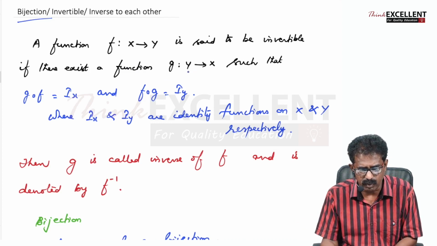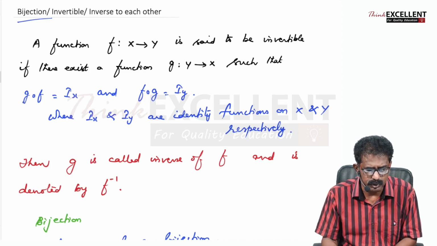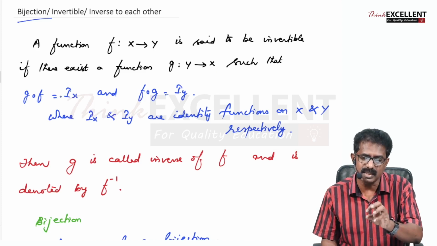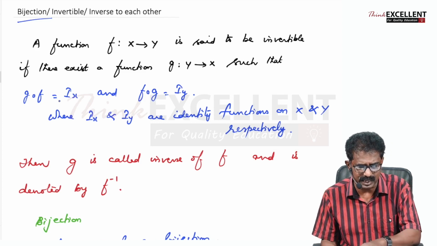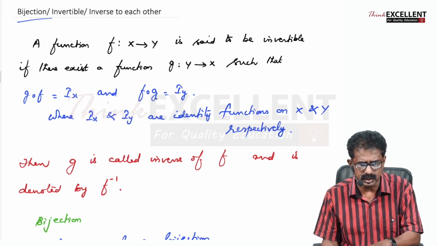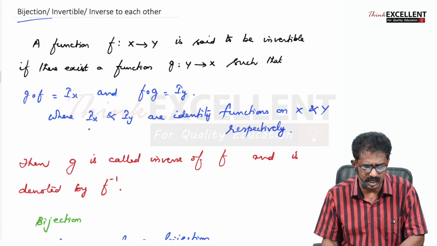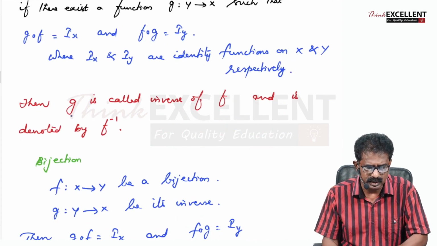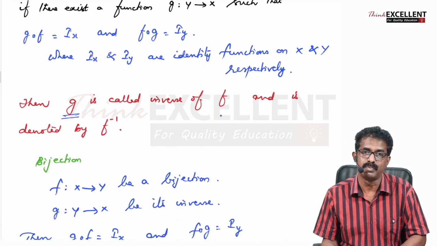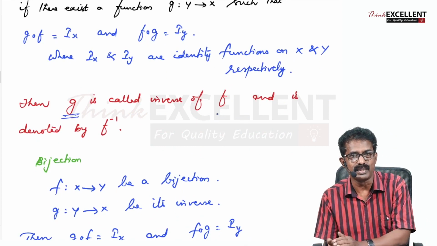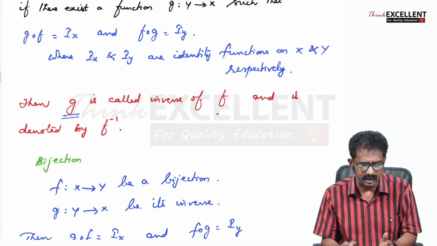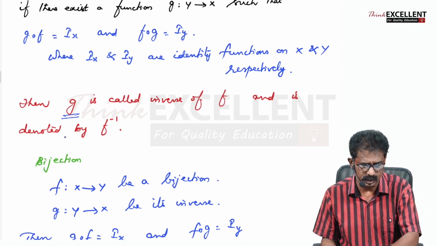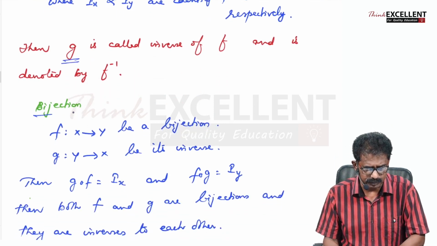g is from y to x such that g composition f equals I of x. I of x means the identity function of x. It is actually x only. So g composition f is x, and f composition g is y, that is I of y. I of x and I of y are identity functions on x and y. Then g is called the inverse of f, and f is the inverse of g. So g is denoted as f inverse.